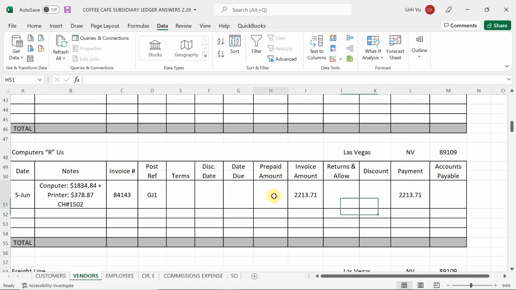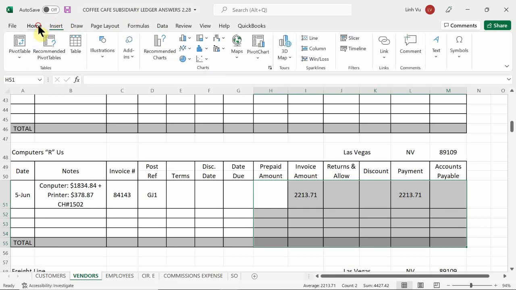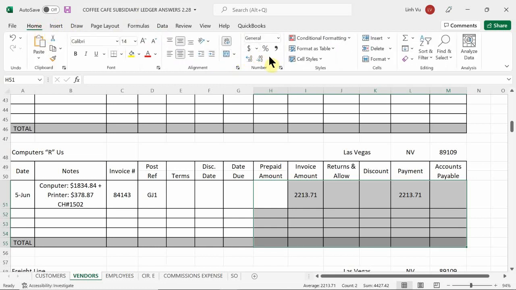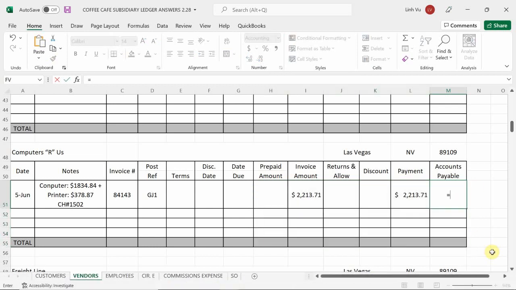So once again, you're going to do that formula, because this is going to tell you how much you actually owe Computers R Us, basically how much you owe. So in this case, again, we're going to start with our invoice amount, and the things that decrease our accounts payable are going to be your prepaid minus your returns minus your discounts minus your payments.